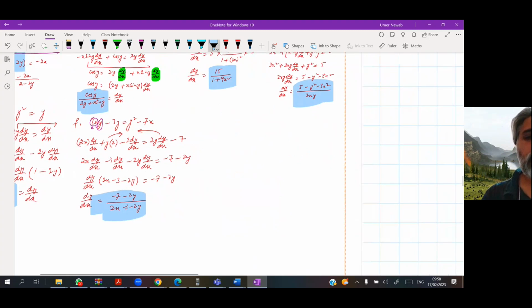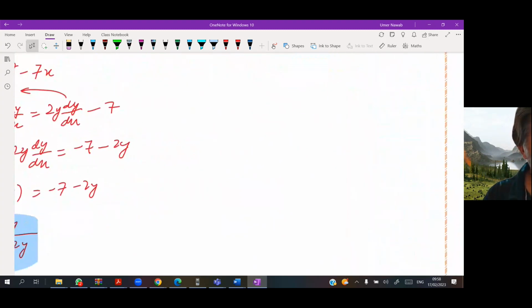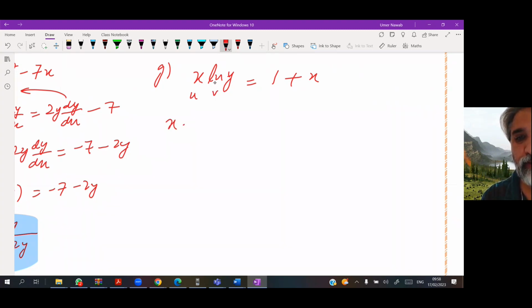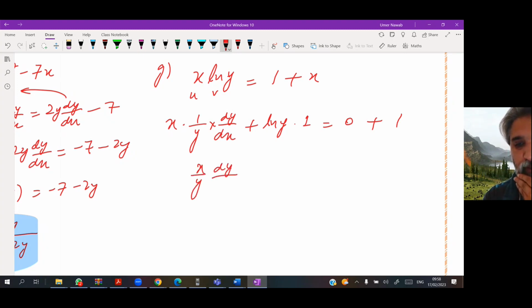Okay. Now I go to the G part. G part is x ln of y equals 1 plus x. Now apply the product rule. x as it is, the derivative of ln y is the reciprocal of y, and then the further derivative of y is dy by dx. Plus ln of y as it is, the derivative of x is 1. On the other side, the derivative of 1 is 0, and the derivative of x is 1. So x over y dy by dx plus ln of y is equal to 0.